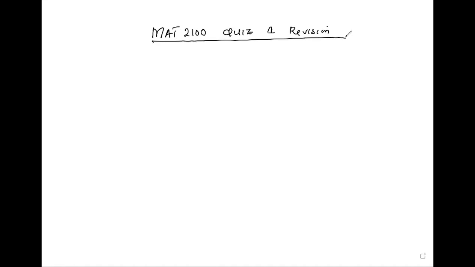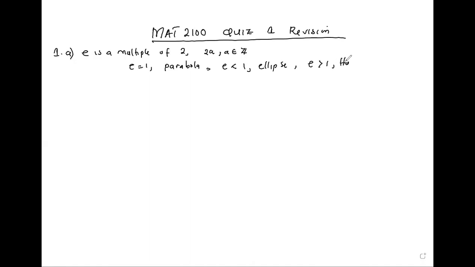So the first thing is that e, question one A, e is a multiple of 2. Now this e here is technically supposed to be greater than 0. So where it is a multiple of 2, it can be written as 2a, where a is an integer. And we know that when e is equal to 1, it will be a parabola. When e is less than 1, it will be an ellipse. When e is greater than 1, it will be a hyperbola. So we are talking about the hyperbola here.